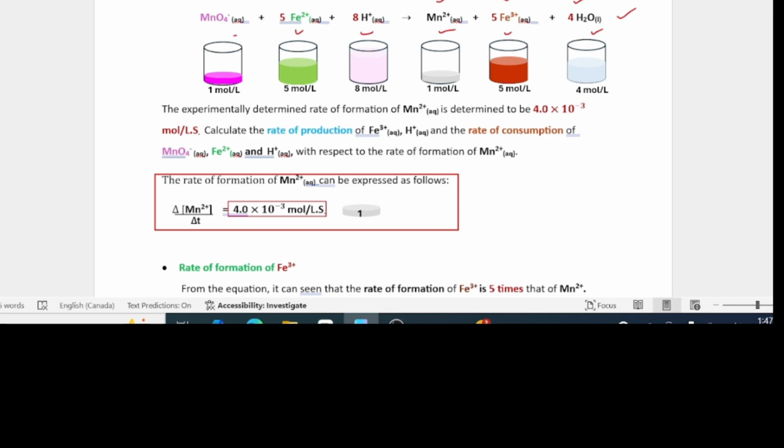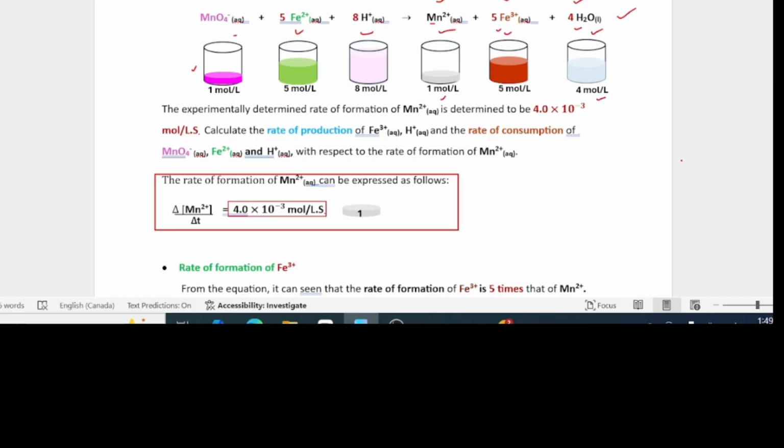A casual observation reveals that the relative rates of consumption of these reactants are governed by their mole ratios. For every 1 mole of permanganate ions that react, 5 moles of Fe2 plus ions must react along with 8 moles of hydrogen ions. And the same thing can be said of the products. For every 1 mole of Mn2 plus ions that are formed, 5 moles of Fe3 plus ions are formed, and 4 moles of water are formed.